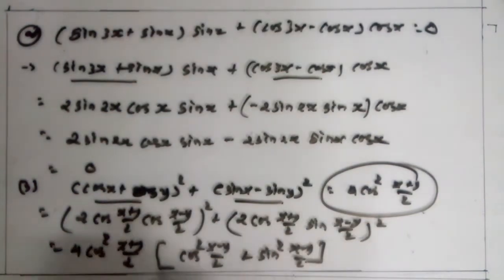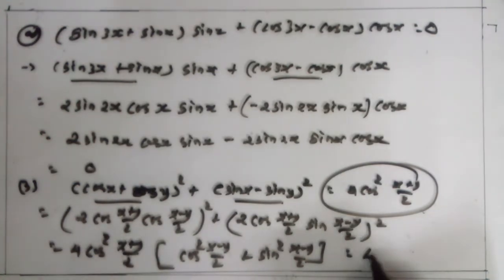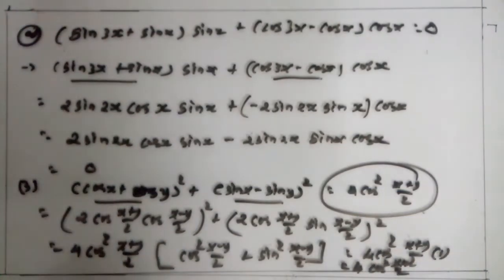And this becomes one identity. You know that cos square theta plus sin square theta is equal to 1. So this is 1. So is equal to 4 cos square ((x plus y) upon 2) into 1. Hence proved, that is 4 cos square ((x plus y) upon 2). Clear this?